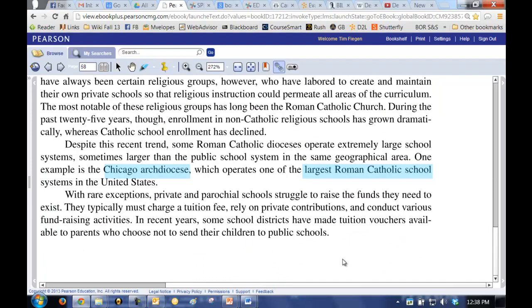In recent years, some school districts have made tuition vouchers available to parents who choose not to send their children to private schools. And the federal government was interesting. Washington, D.C. was one that had a voucher program, and that is anybody that wanted to send their kids to private school could take their state money, their state support with them to support that private school. And when the current administration was elected, that was the first thing they stopped, was that voucher system. And even though the president's kids go to a private school in Washington, D.C., he stopped the voucher system so the other poor kids couldn't. So I thought that was interesting.